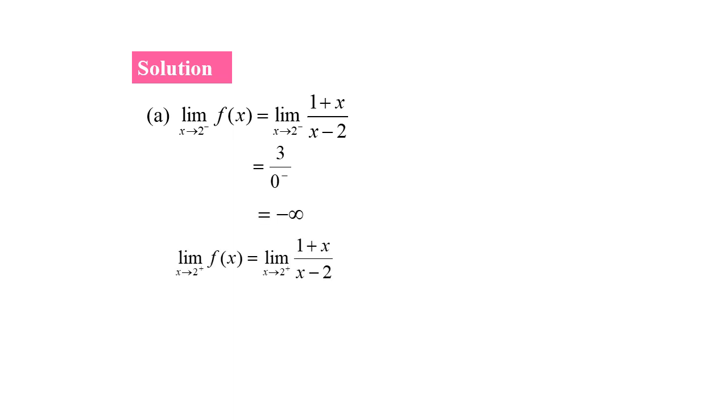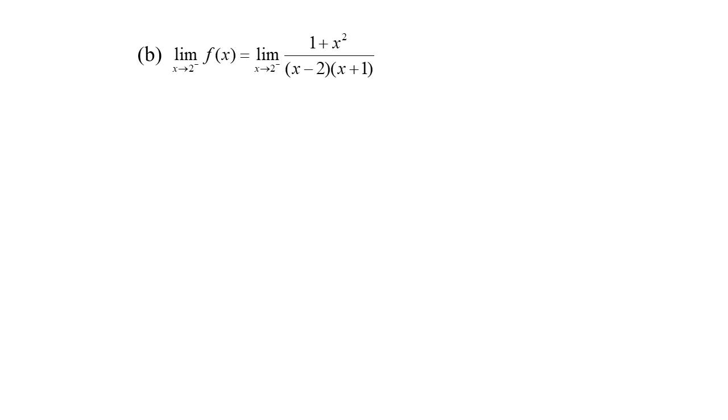And from the right side, the same as above, we just have to replace the value of 2 inside the function. So we get 3 over 0, but this 0 is positive. Why? The right side of 2 can be 2.01. So 2.01 minus 2 is 0.01, a positive value. So positive 0. So the answer should be positive infinity.